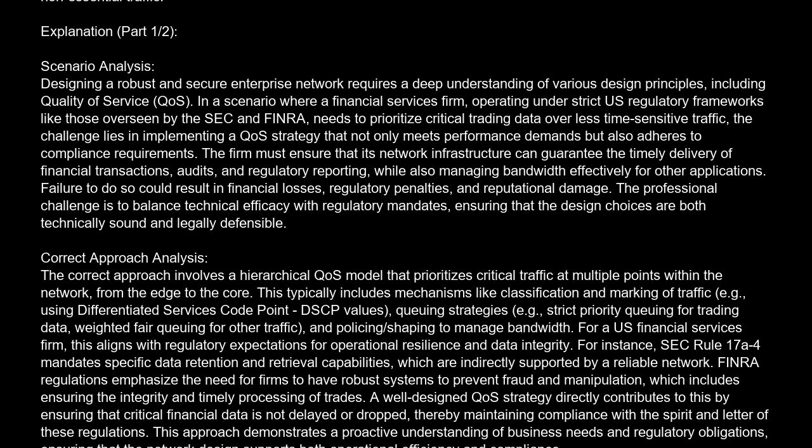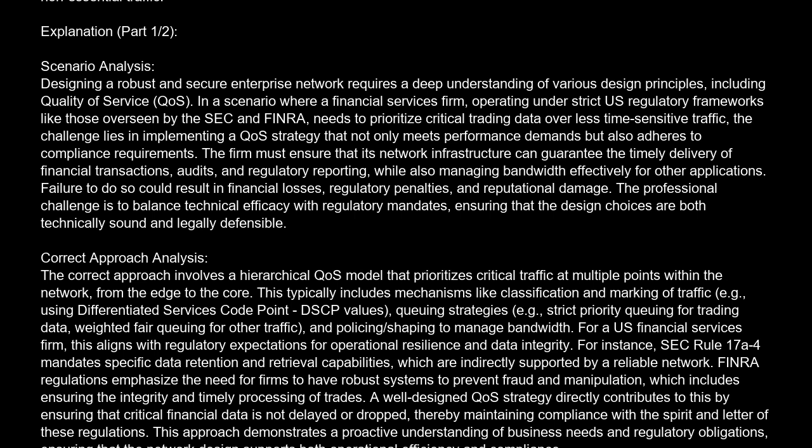For instance, SEC Rule 17a-4 mandates specific data retention and retrieval capabilities, which are indirectly supported by a reliable network. FINRA regulations emphasize the need for firms to have robust systems to prevent fraud and manipulation, which includes ensuring the integrity and timely processing of trades. A well-designed CoS strategy directly contributes to this by ensuring that critical financial data is not delayed or dropped, thereby maintaining compliance with the spirit and letter of these regulations.